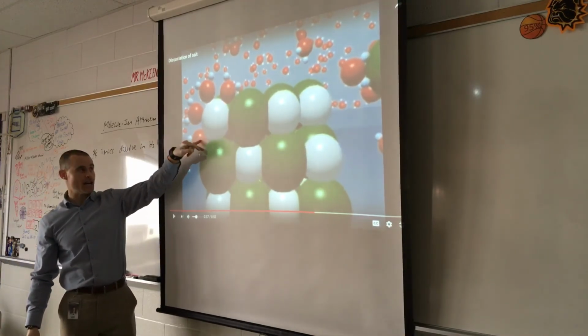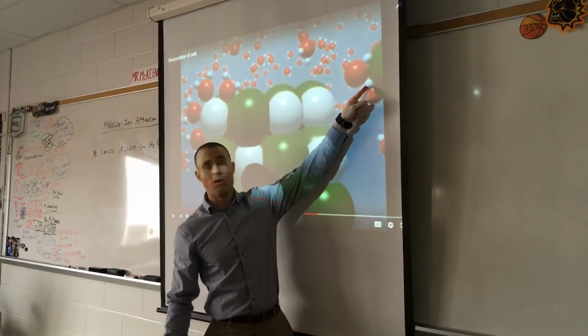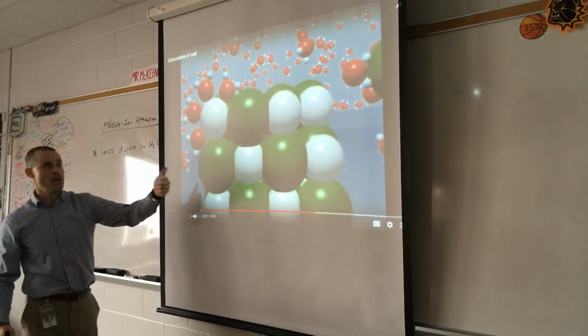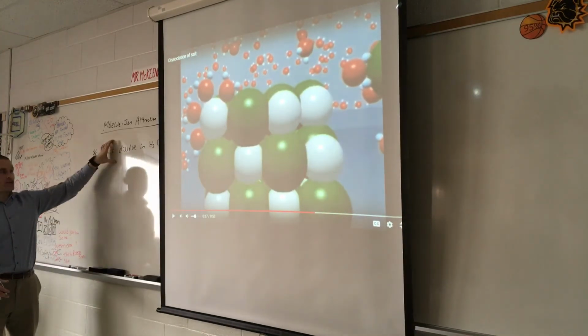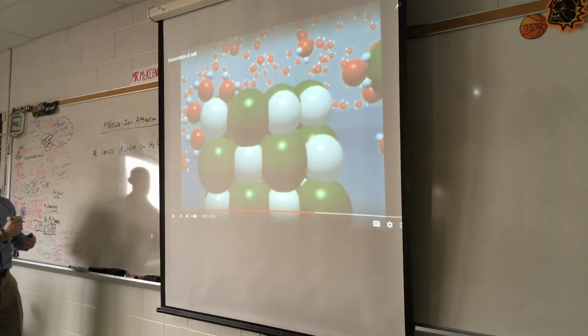Oxygen is partially negative, so it's attracted to the Na plus. Over here, you see these little white ones. Hydrogen is partially positive. It's attracted to the negative Cl minus. So that is what this attraction is. So I'm going to draw this in our notes. It's not really a whole lot of notes except the picture. Here's how we do this.